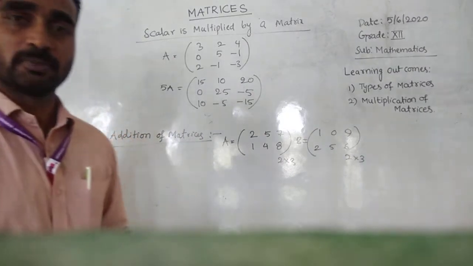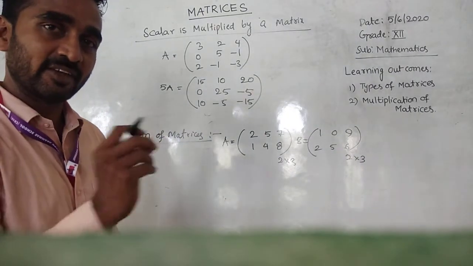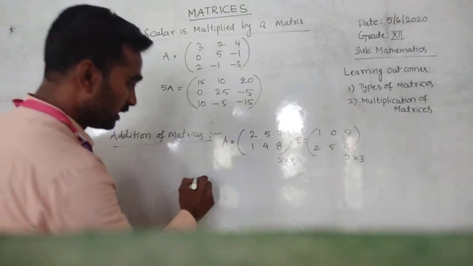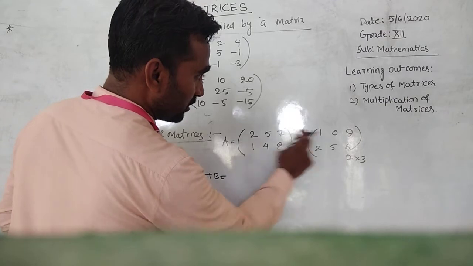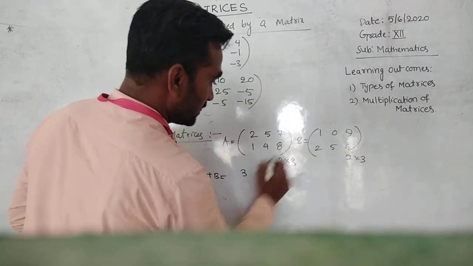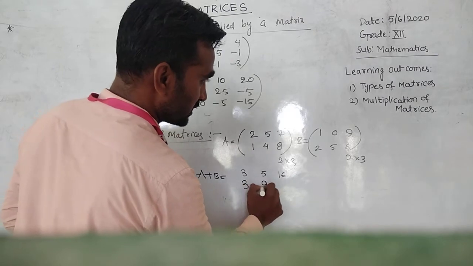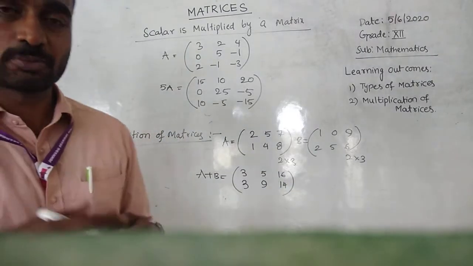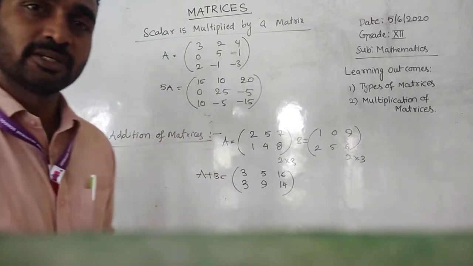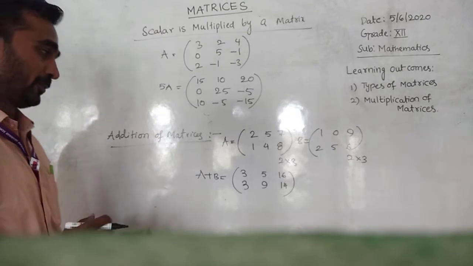Now their addition is possible. So how to add these two? Add their corresponding elements. Add the A11 element to the B11 element. So A plus B is equal to 2 plus 1, 5 plus 0, 9 plus 7 is 16, 1 plus 2, and 4 plus 9, 8 plus 6 is 14. This is the way to add their corresponding elements. You will get the result of the addition of two matrices A and B, A plus B.